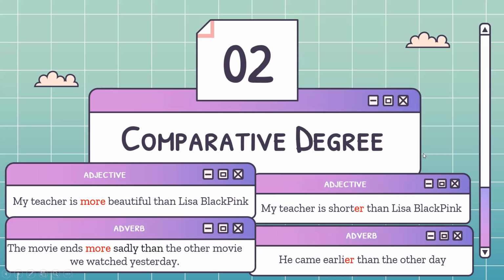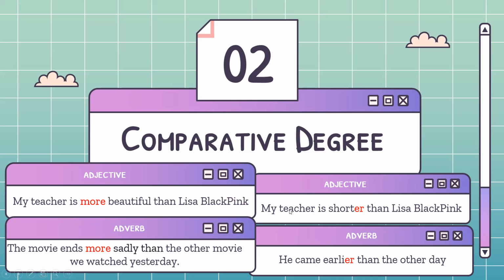The second one, comparative degree. My teacher is more beautiful than Lisa Blackpink. Oh my. We use more to indicate that something has more value than the other thing being compared.